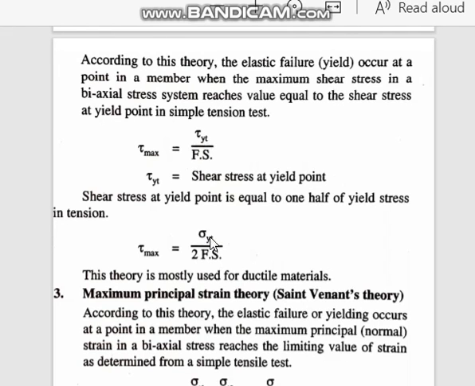And tensile stress at yield point will be available. Therefore, this formula can be translated like this: sigma yt upon 2 times the factor of safety. That means what? Shear stress at yield point is taken to be one half of the yield stress. That means if yield stress is 200 Newton per mm square, then yield shear stress should be taken as 100. That is the meaning. Okay, like that you have to take and calculate. So this is the second theory of failure.